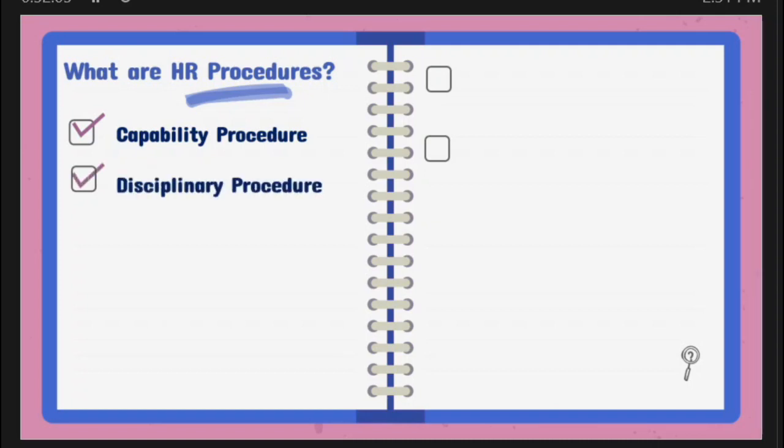And then we have the disciplinary procedure. Disciplinary rules outline the steps that should be taken before taking any disciplinary action. Example of disciplinary procedure.